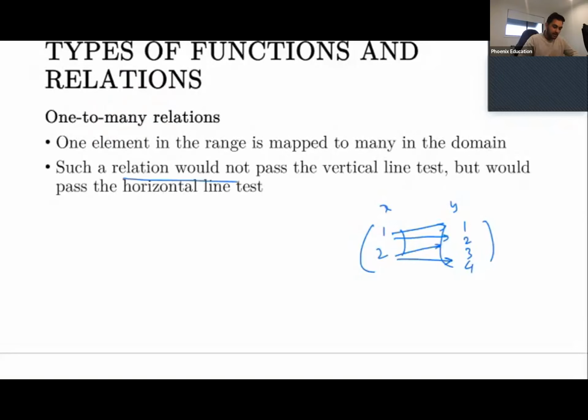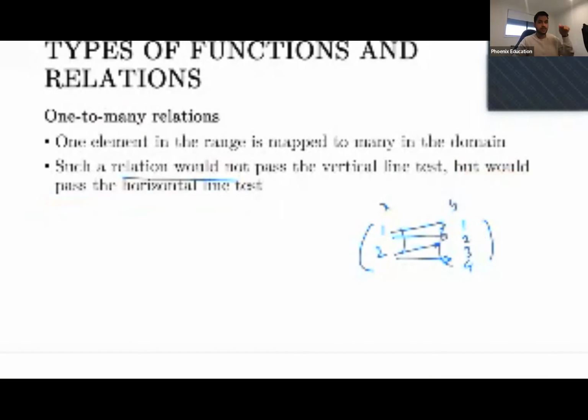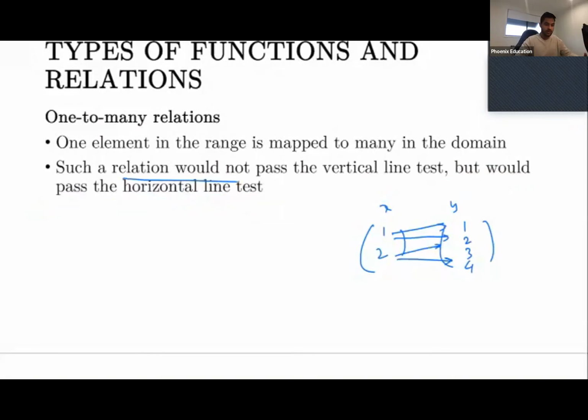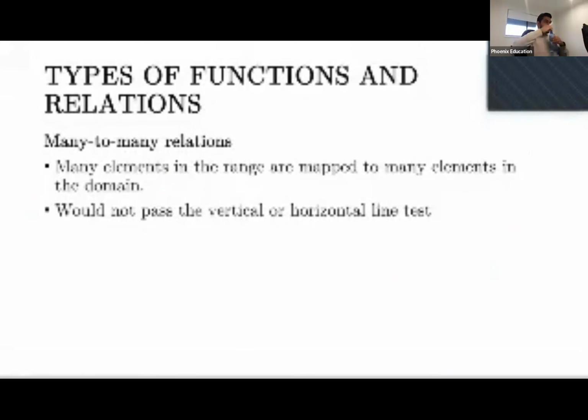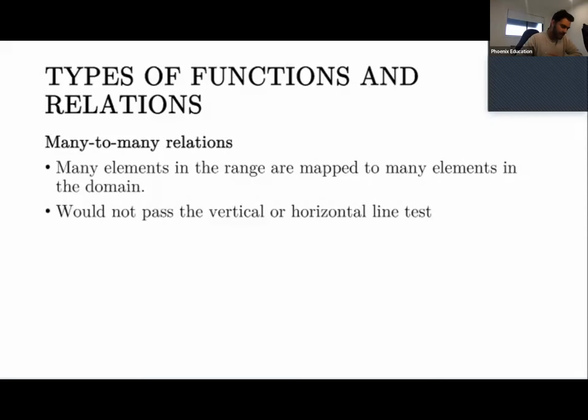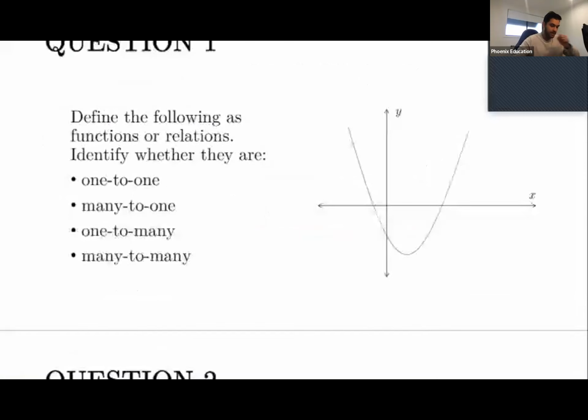But for such a relation, you won't pass the vertical line test because it's not a function, but it will pass the horizontal line test. So if you have something that's not a function, but it's passing the horizontal line test, then it's a one-to-many relation. And lastly, we have many-to-many relations. So here we have a relation that doesn't pass the vertical line test or the horizontal line test. Okay, let's have a look at some examples.